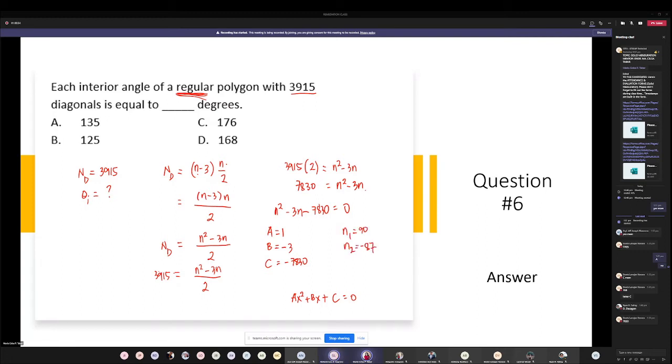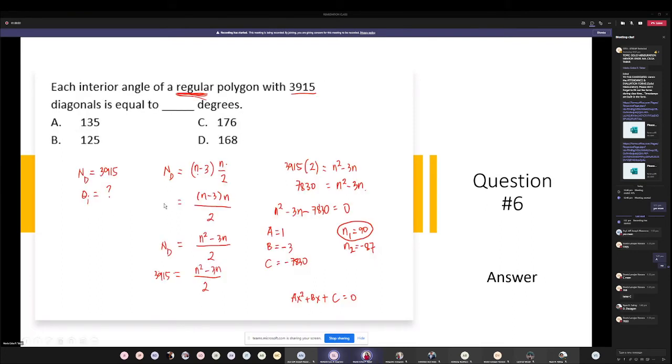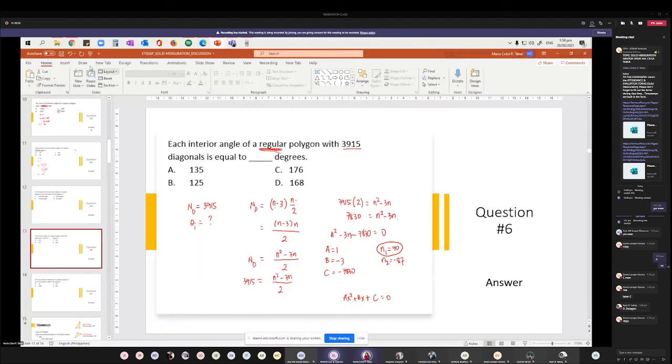But again, we need to disregard the negative value because there are no negative number of sides. So the answer is not yet the final answer. So the number of sides is 90. We can now solve for the measurement of each interior angle using the formula. Let me add another slide first so that I can continue with the solutions.